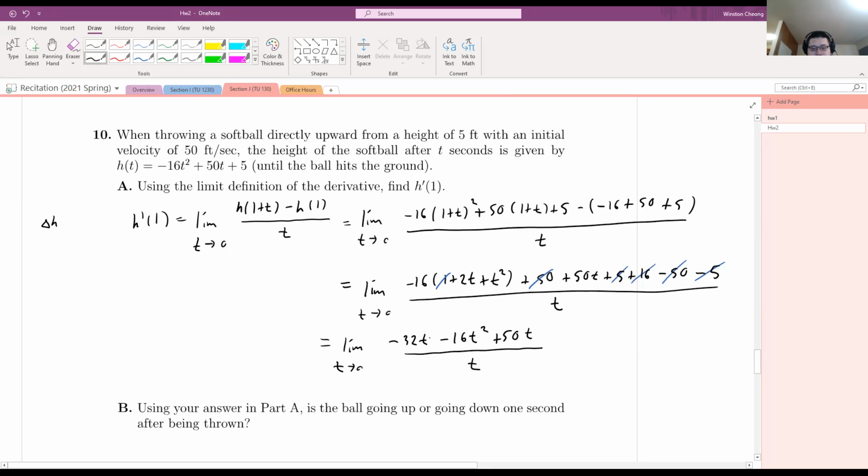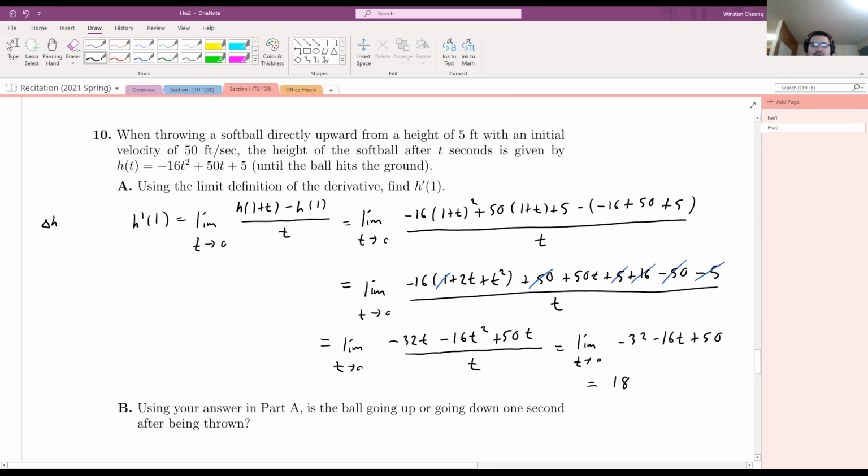Okay, and again, notice each of the 3 terms has a t, so we can imagine distributing that denominator over each of the terms and canceling. So then this is going to simplify to the limit as t goes to 0 of minus 32 minus 16t plus 50. And we can just take the limit. We can just plug in, and we'll get 50 minus 32, which is 18.